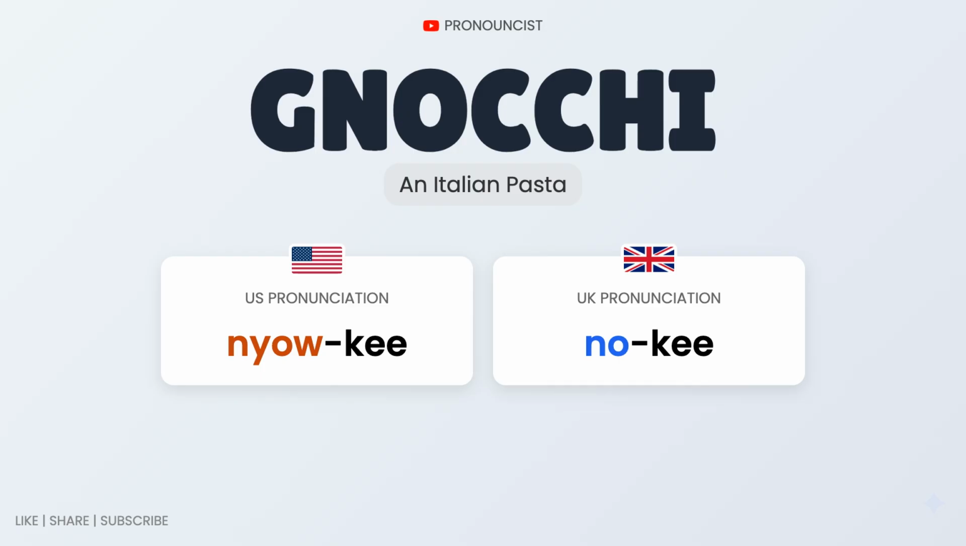Practice repeatedly and you'll soon be able to say this word perfectly. The best way to practice is to repeat the syllable multiple times. The meaning of the word is an Italian pasta. Try repeating this word several times to improve your pronunciation.